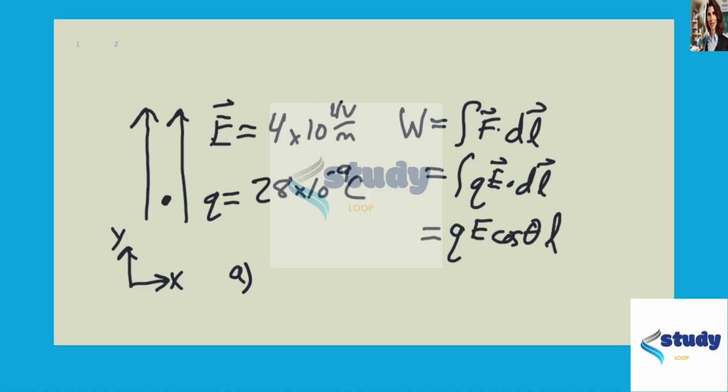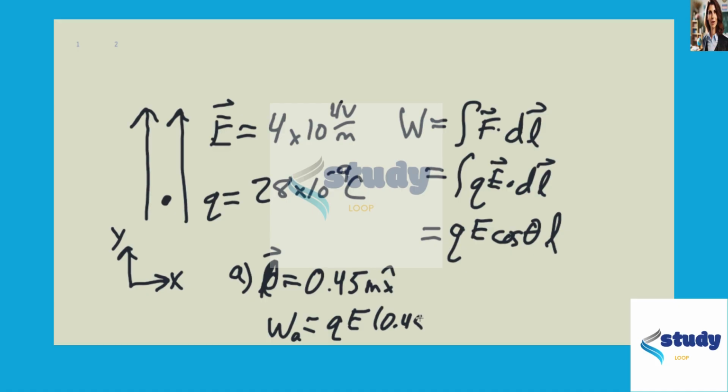So for part A, we're told that the particle moves 0.45 meters to the right. So this would be L vector is equal to 0.45 meters x hat. So now we can plug this in. Work A is equal to QE times 0.45 times cosine of the angle.